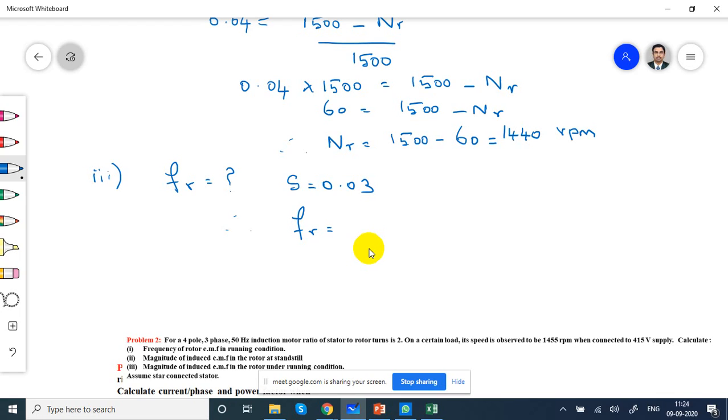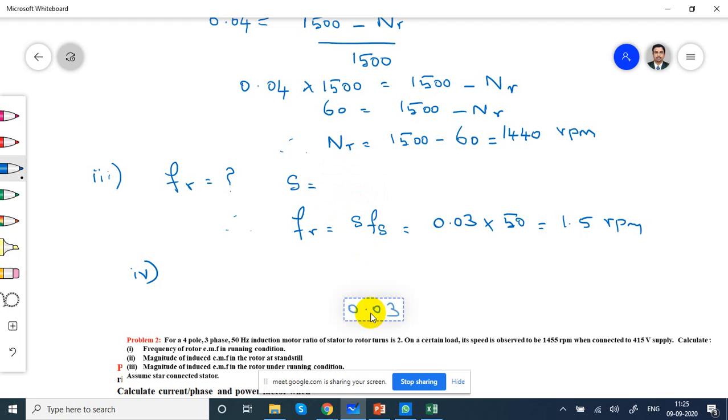Okay. Fr equal to S into Fs. S value 0.03 into Fs value 50. 0.03 into 50 will be 1.5 Hz. Fourth one.